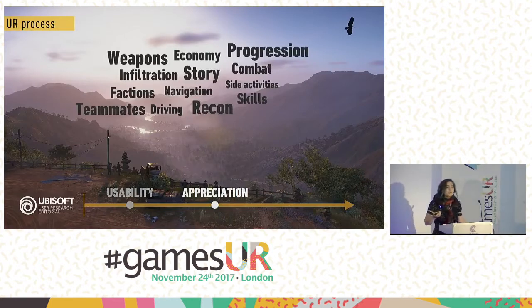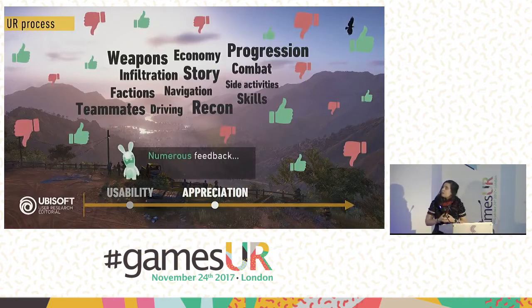You could say, okay, but you just have to go through each system of your game and check if they were good or not. And it's actually what we did at this point. This allowed us to have numerous feedback, plenty of feedback, so it was really good. But what was difficult was to know which was the priority amongst all of this feedback, and to know which good or bad feedback would have the best impact on the game.